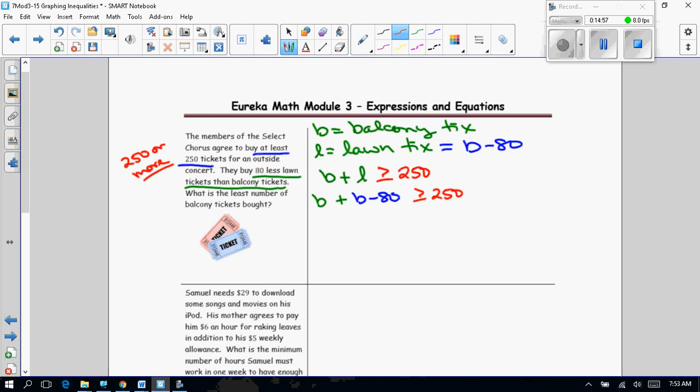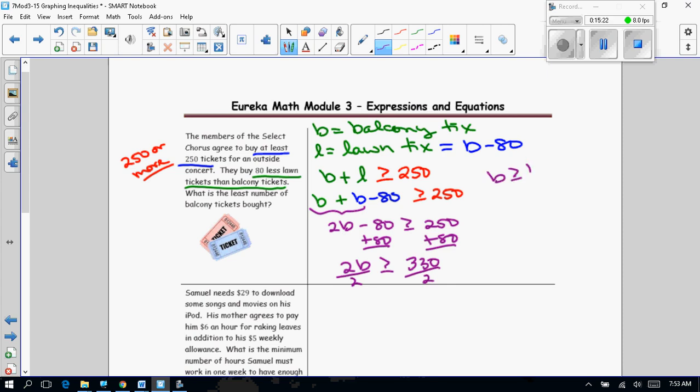Okay, so now I can just start combining like terms. I can add my b's. So I have 2b minus 80 is greater than or equal to 250. I'll add the 80 to the other side. And I have 2b is greater than or equal to 330 tickets. Divide both sides by 2, and b is greater than or equal to 165, which means that they bought at least a minimum of 165 tickets.